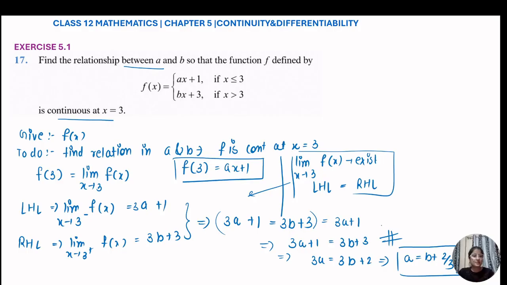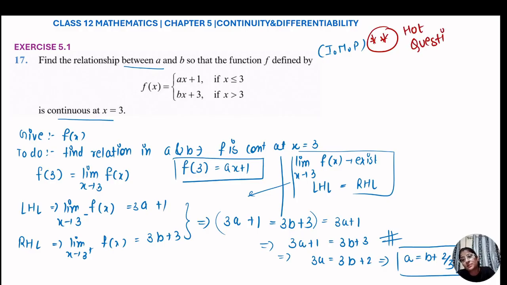So what did we do in this question? We just had to find the relation in a and b where the function is continuous at x equals 3. We started with the condition that the function must be continuous, applied the definition of continuity at x equals 3, and got our relation. This is a very important type of question in the board, because you have to find some relation. It is a very hot question for the board.